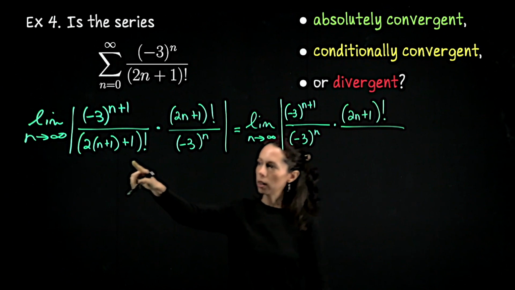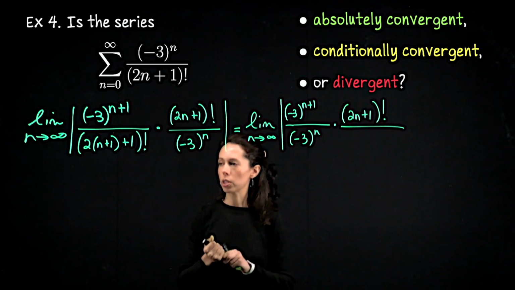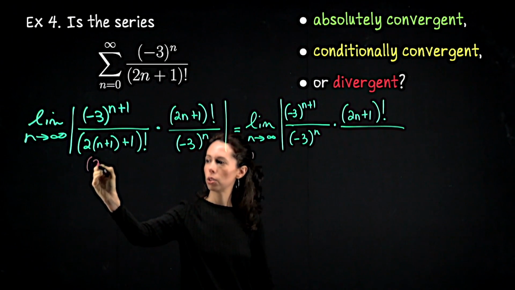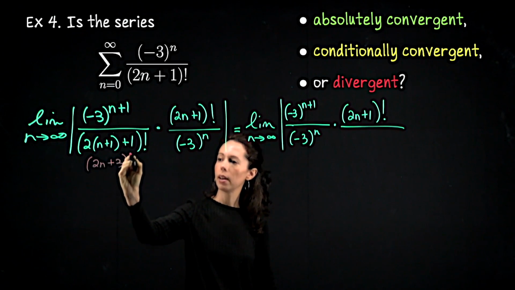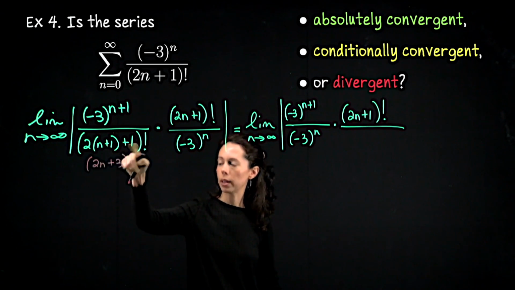For the factorial of the larger number. So by that I mean that after I distribute the 2, we would be looking at 2n plus 2 plus 1. So let me write 2n plus 3 factorial. That's what this first denominator is. So 2n plus 3 factorial.